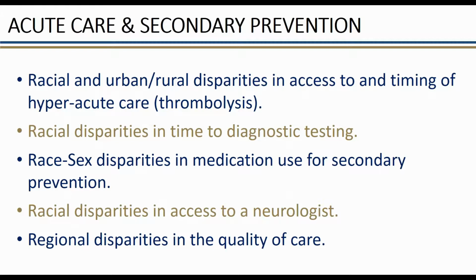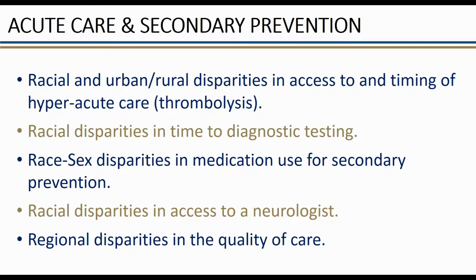And then with acute care and secondary prevention, there's been a lot of work looking at the hyperacute care of stroke, using thrombolysis and different early treatment after someone has a stroke to try to impact the severity of the stroke. And so there's data to suggest that there are racial and urban-rural disparities in access to and timing to receiving this care. Racial disparities in the time to diagnostic testing, and then race and sex disparities in medication use.